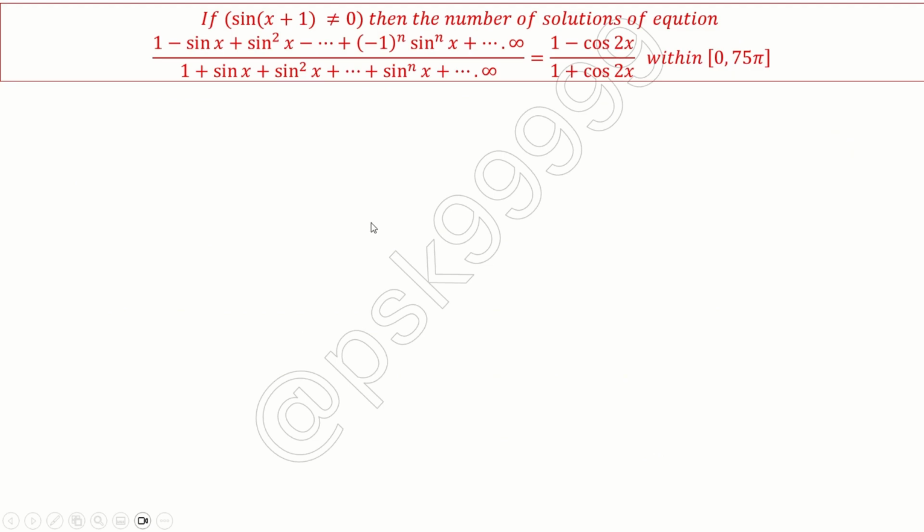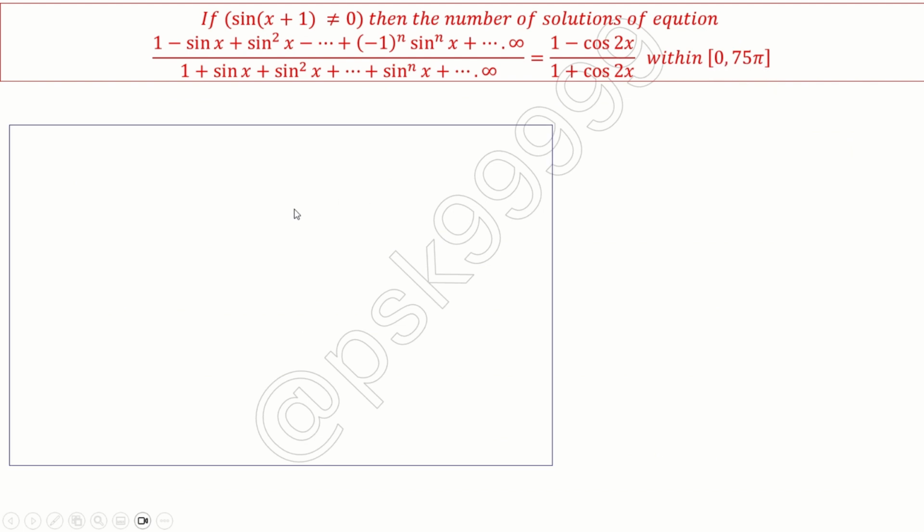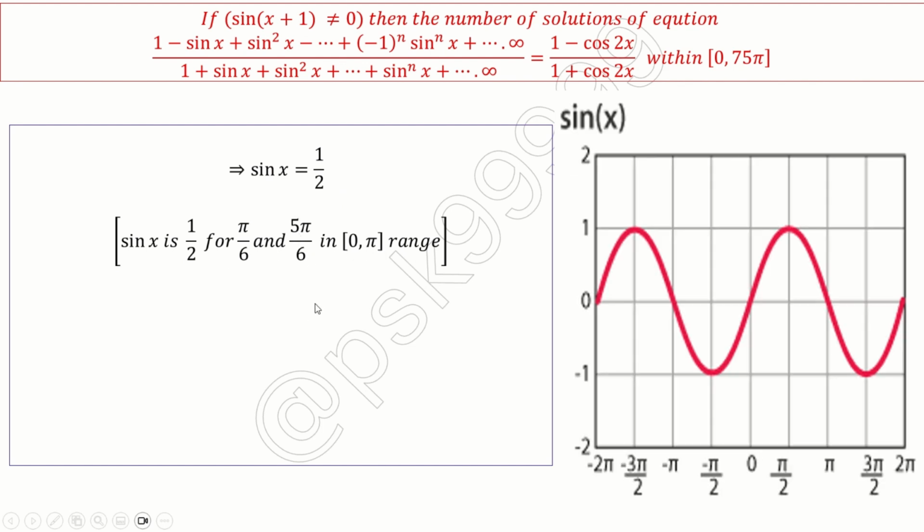Let's say the same question is asked, but instead of asking for the general solution, it asks for the number of solutions of the equation within 0 to 75 pi. Okay. If the question is like this, you will solve it the same way. You will get sin x equal to half. Up to this point, it is the same. And then sin x is half, we know, in the range of 0 to pi, two solutions are possible. Okay.